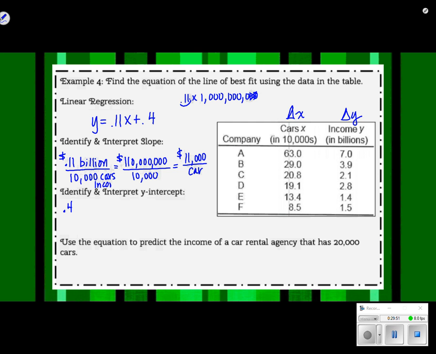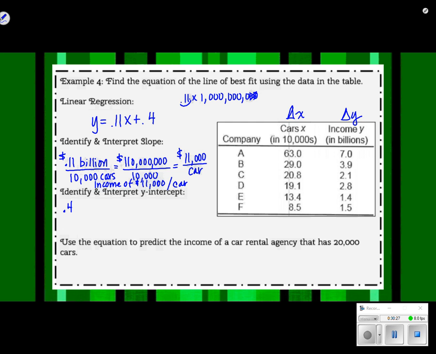Income of $11,000 per car. And maybe that's over the lifetime of the car, I don't know. Okay, so sometimes, especially when they do this whole, well, this is in billions of dollars and this is in 10,000s of cars, you're going to have to figure out, well, what is it for one? Okay, and so it's a little bit of a conversion process.